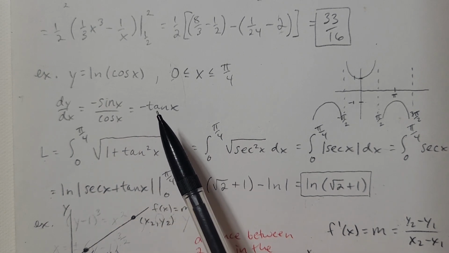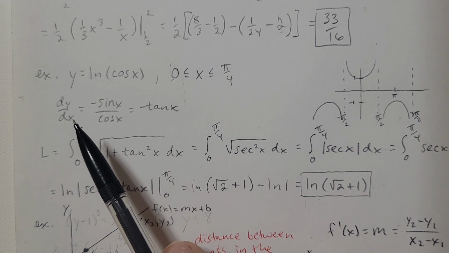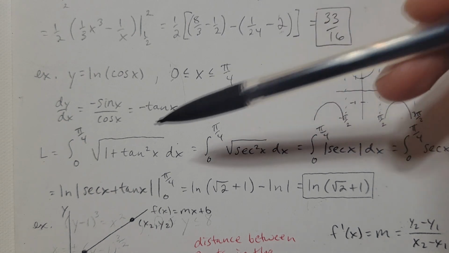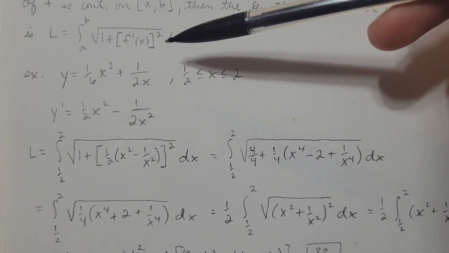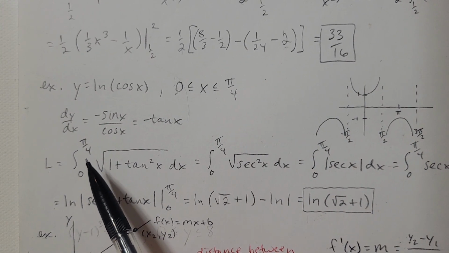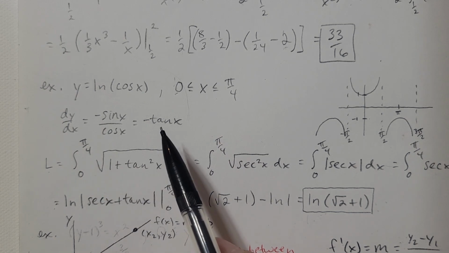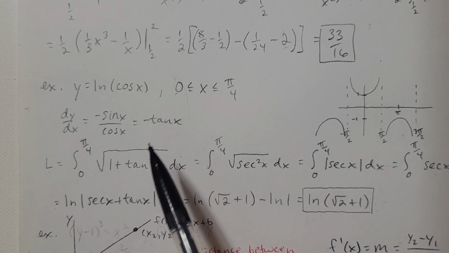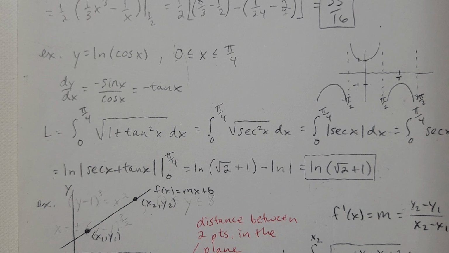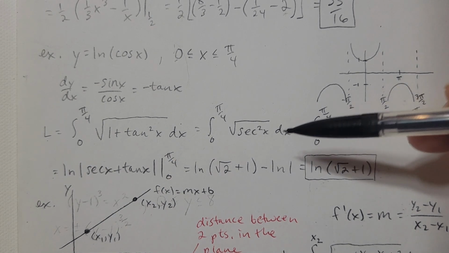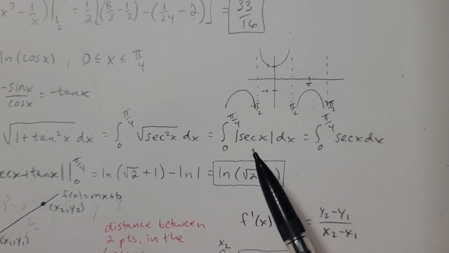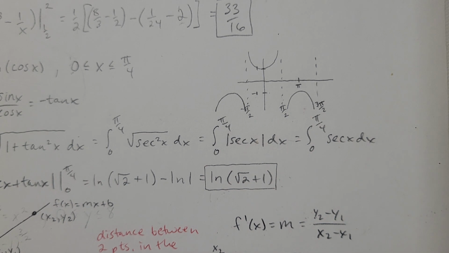So I get negative tangent x for y prime, or dy dx, same thing. Okay, so using the formula there, I'm integrating from 0 to pi over 4 the square root of 1 plus negative tangent x squared, that's tangent x squared. 1 plus tangent squared x is the same as secant squared x. And the square root of secant squared x would actually be the absolute value of secant x.